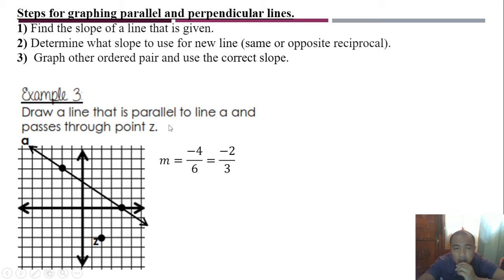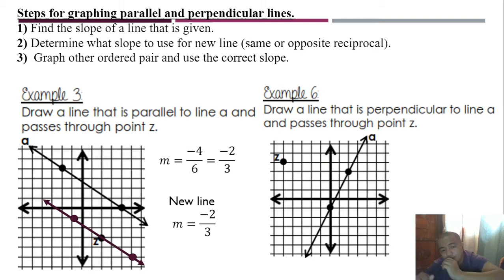Now, let us draw a line that is parallel to this line A that passes through point Z. So preferably here. I'm going to draw it like this. So what will I do? The new line's slope is also negative 2 thirds. So assign ordered pairs that will make the two lines parallel.